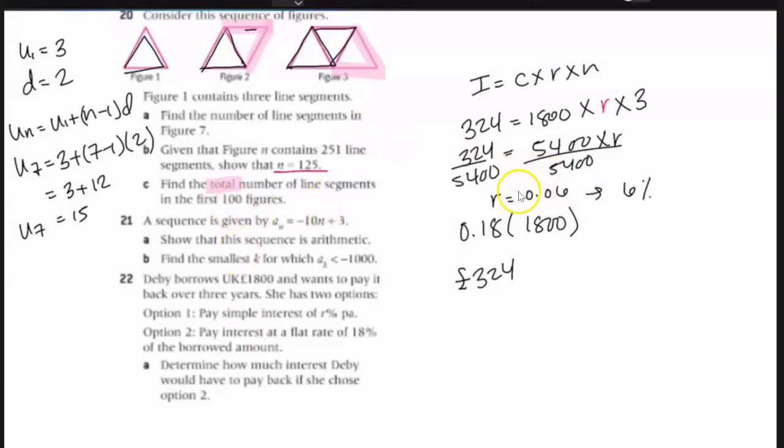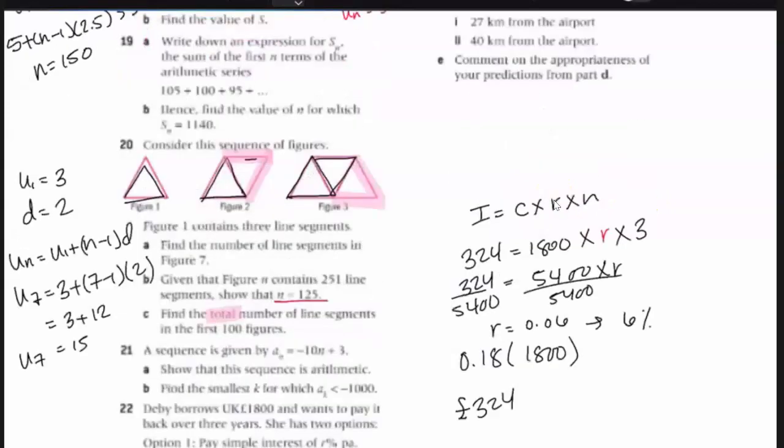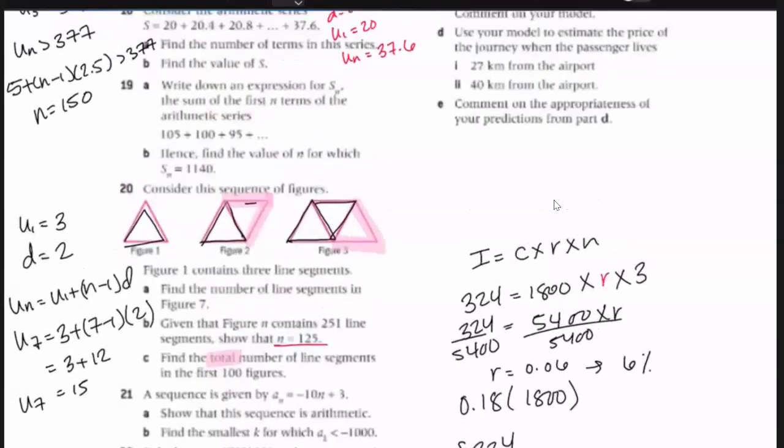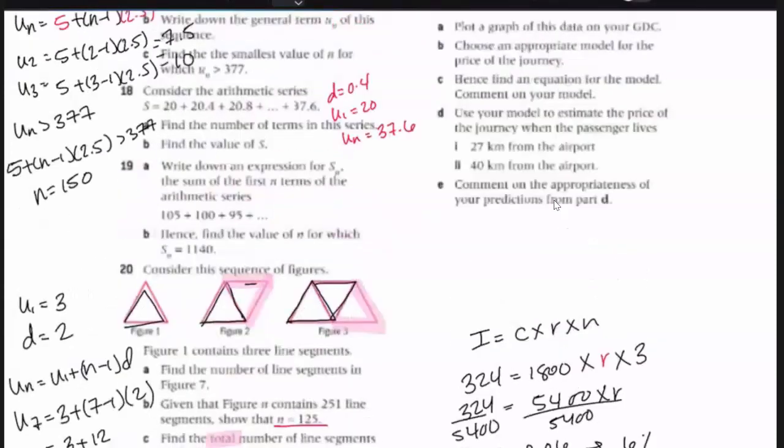So remember, you can turn decimals into percentages by moving the decimal place over 2. So for her to pay the same amount of interest in 3 years with the same amount of principal, or the same amount of capital, it has to be an interest rate of 6%.